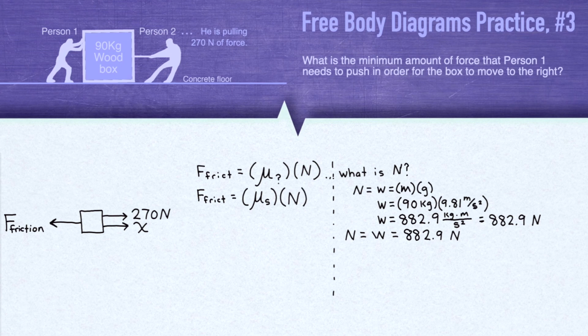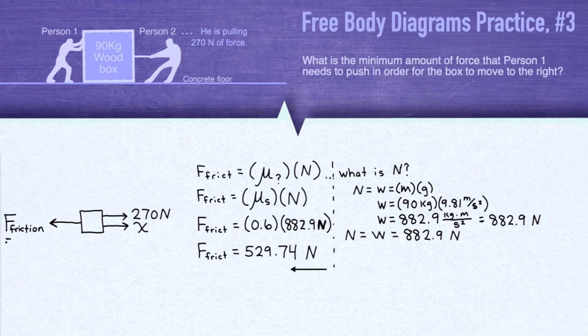So I'm going to plug in mu sub s, which equals 0.6, times the normal force to get the force of friction. So to find the force of friction, I'm going to take mu subscript s, not a question mark anymore, times N, which is the normal force. So mu s is going to be 0.6, and the normal force is going to be 882.9, which is what we solved for earlier. So then the force of friction comes out to be 529.74 newtons, and it is acting in this direction.